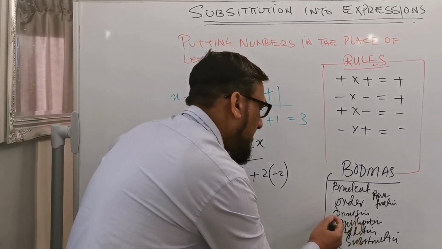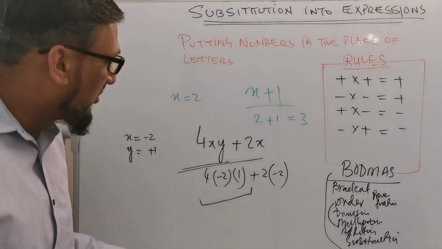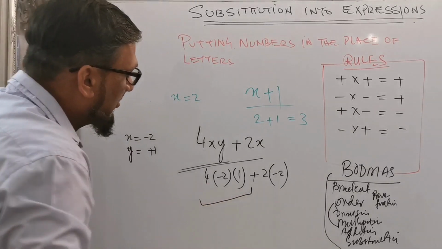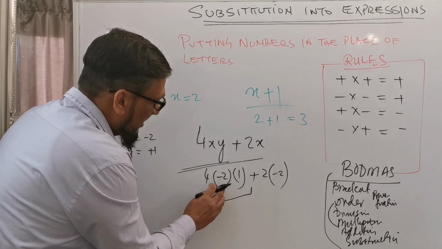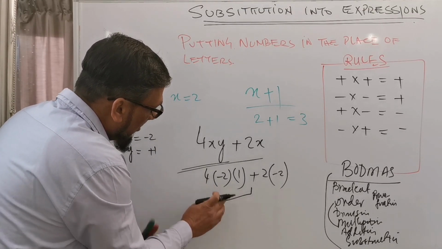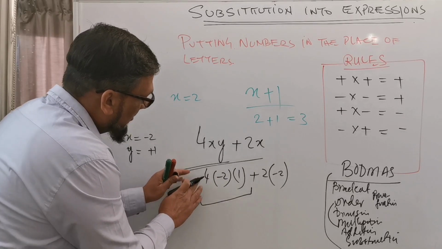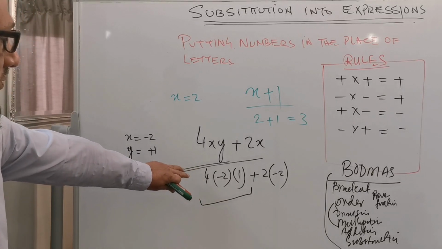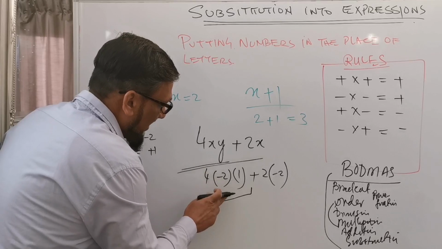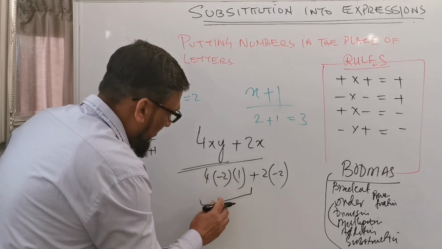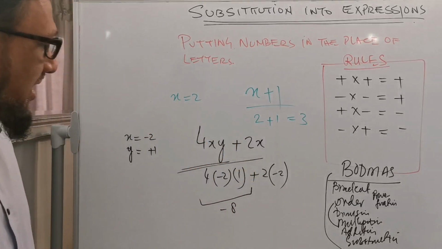And division and multiplication, whichever comes first, go from left to right. The same as what I'm doing. So this is 4 times 2, which is 8. But look, the sign is minus, and this one is plus. It's not written there, so we assume the plus. So 4 times 2 is 8. So plus times minus is minus. So 8 times 1 is minus 8.